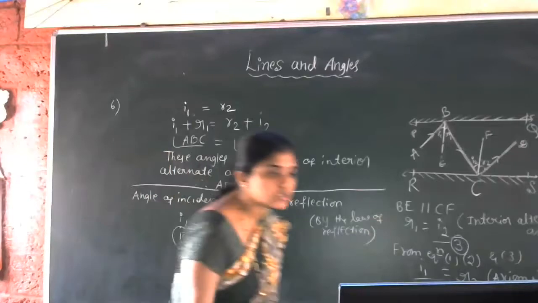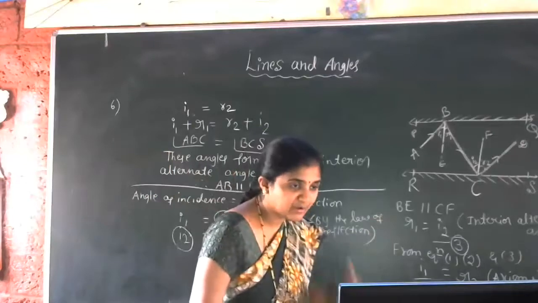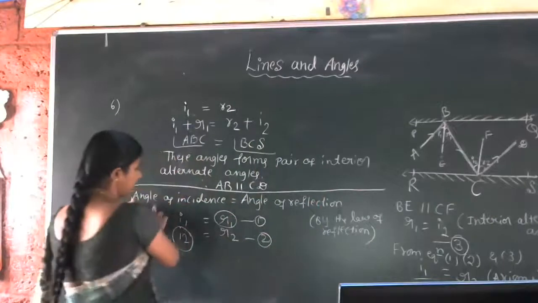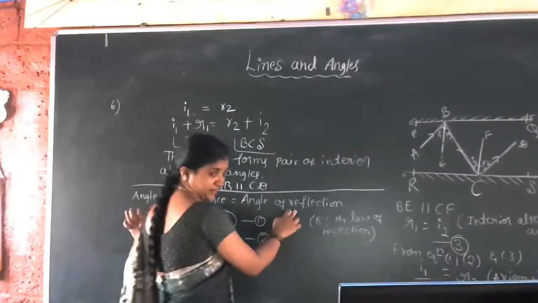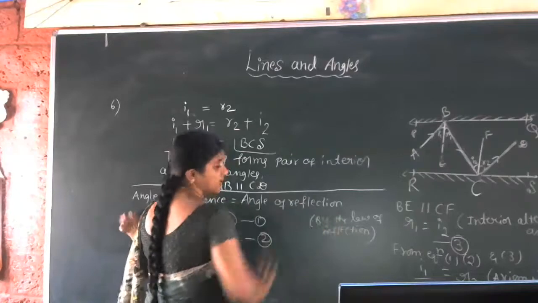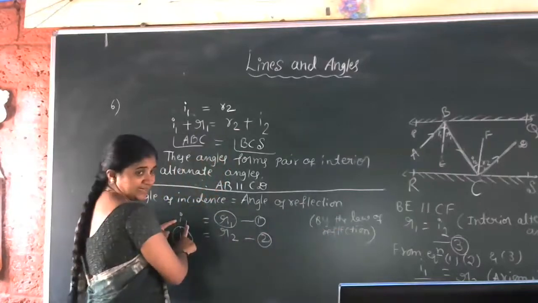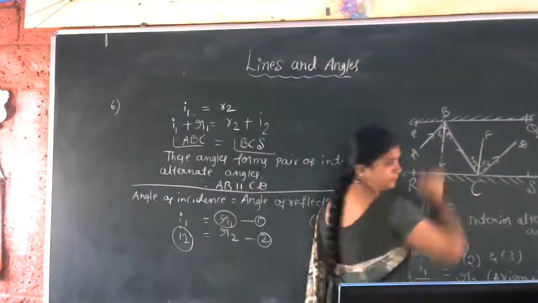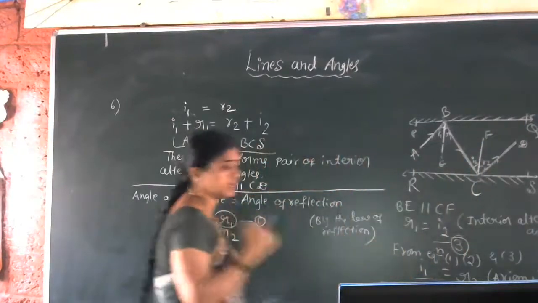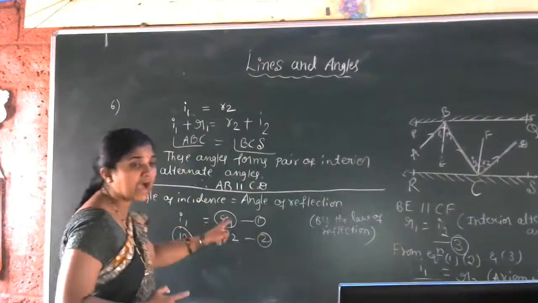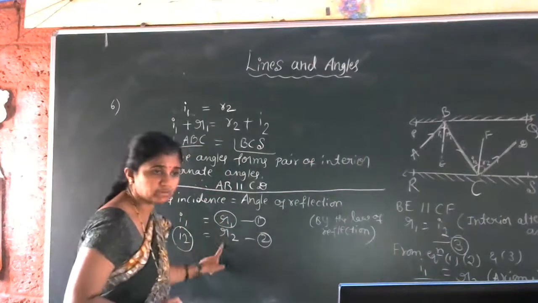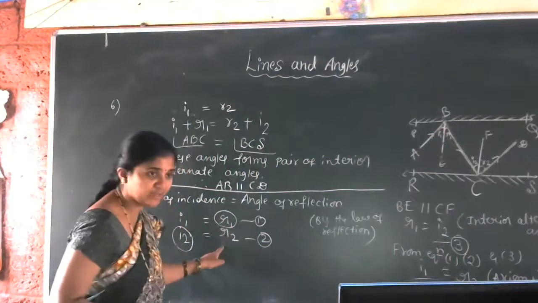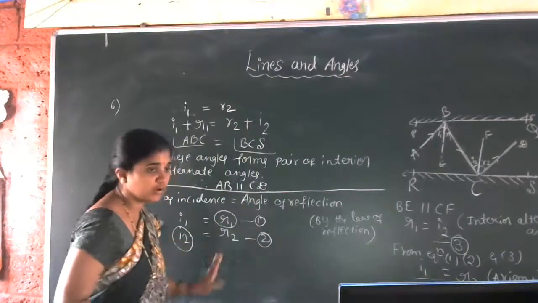Is that clear, students? Are you facing any confusion? One more time, I'll explain. See here. Angle of incidence is equal to angle of reflection. We all know this concept from the law of reflection. According to that, you can number the angles 1, 2, 3, 4. So I1 is equal to R1, and I2 is equal to R2. Angle of incidence is equal to angle of reflection.